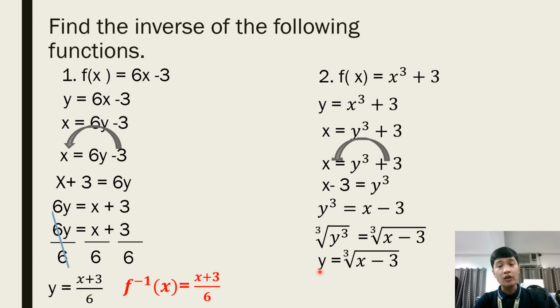But then, since we're talking about the inverse of a function, ito po ay isusulat natin sa form na f inverse of x is equal to cube root of x minus 3. So, yan po yung sagot natin. Yan po yung inverse ng function natin sa number 2, which is given by f of x is equal to x cubed plus 3. So, naway marami kayong naunawaan, marami kayong nakuha sa ating maikling discussion regarding on how to get the inverse of a function.